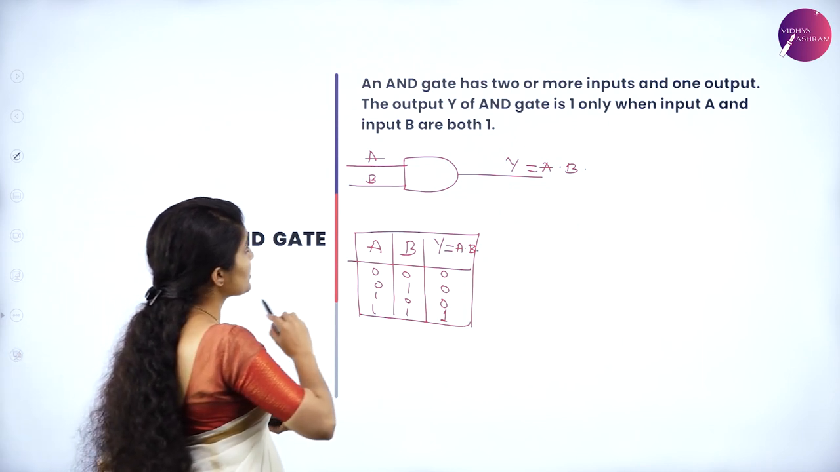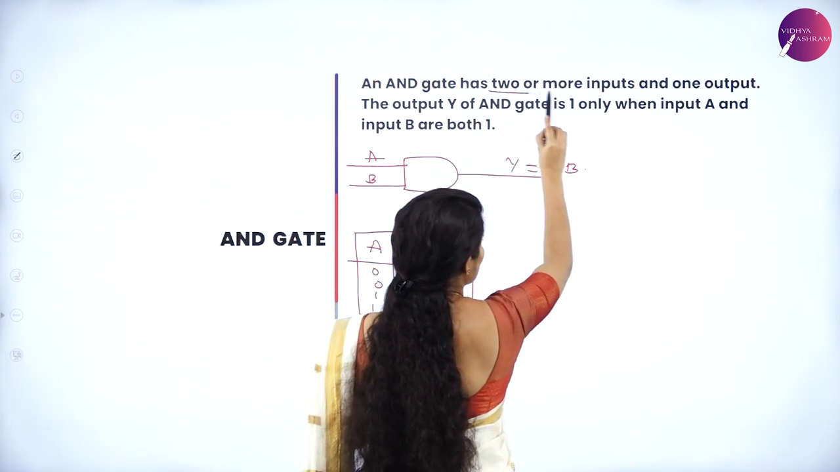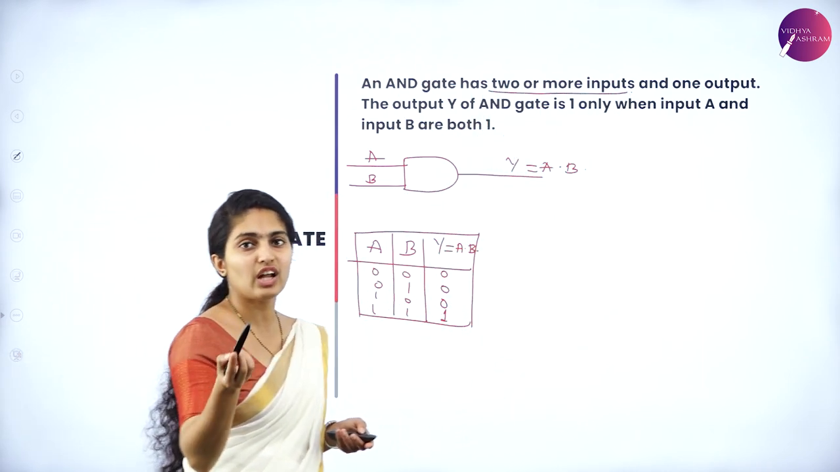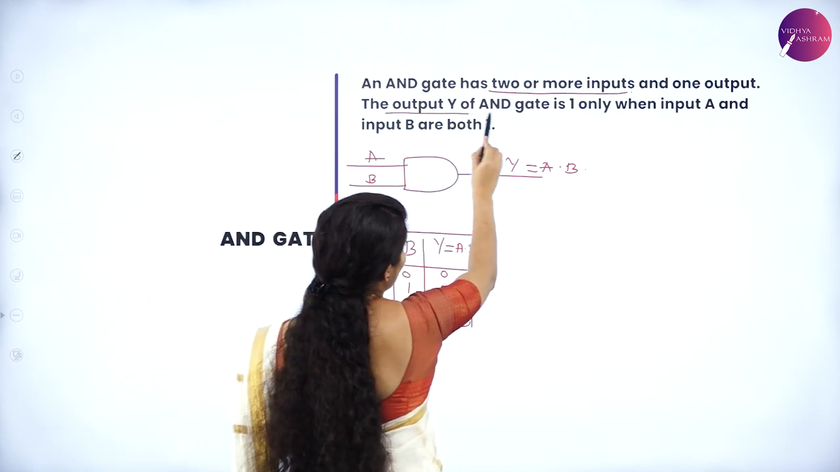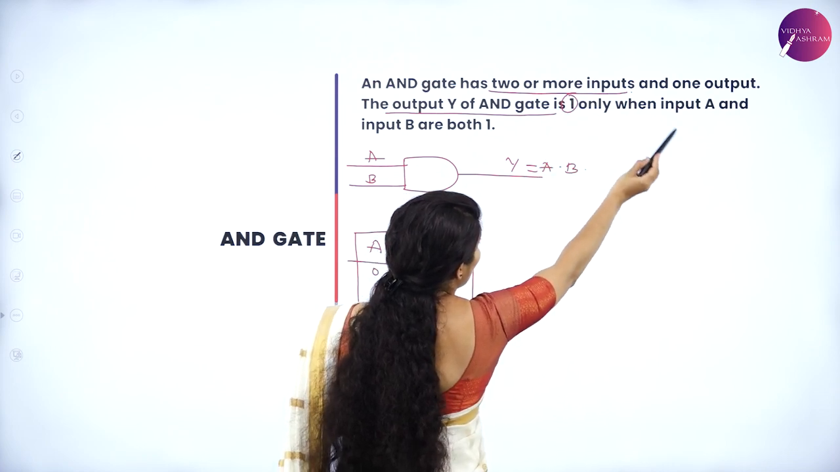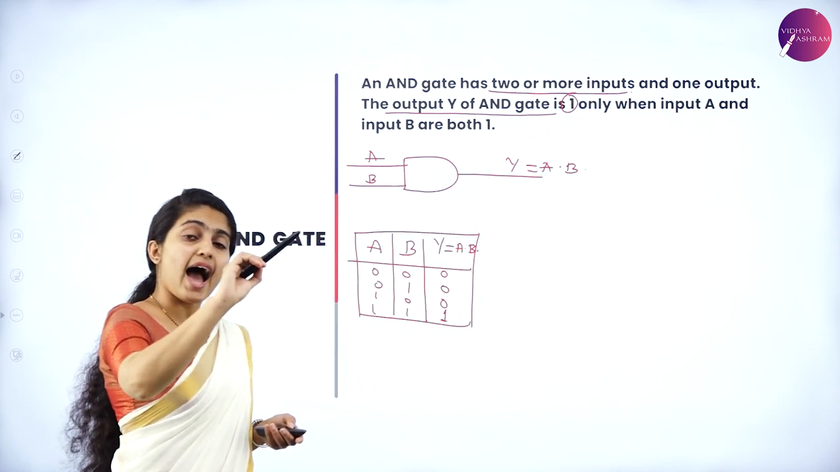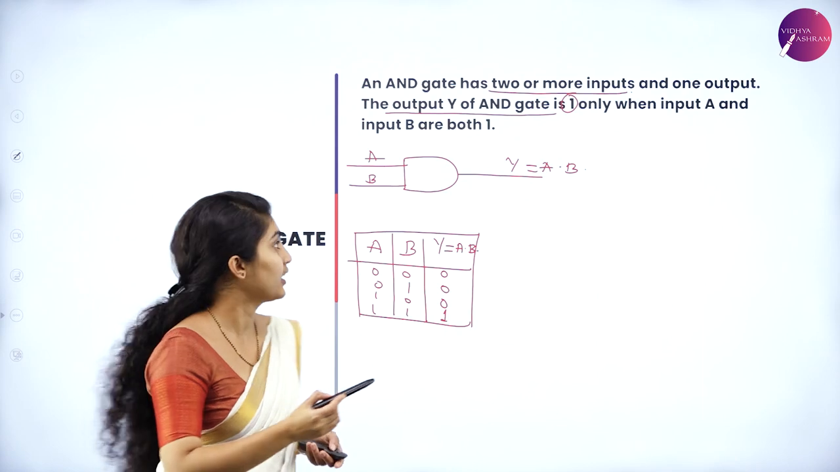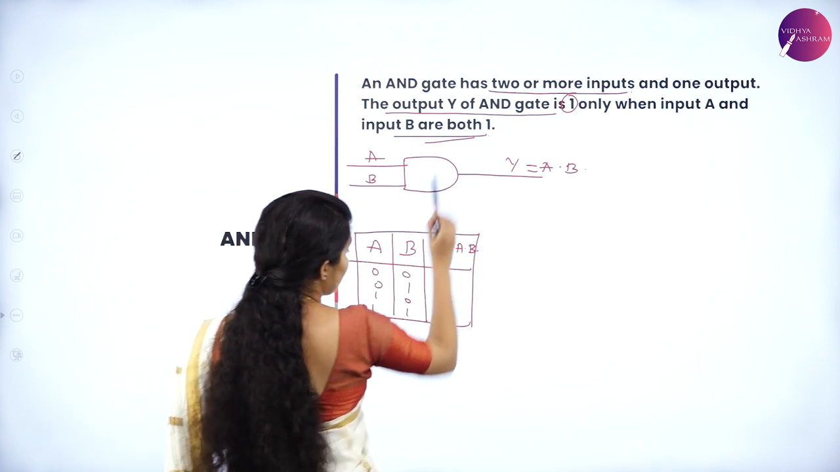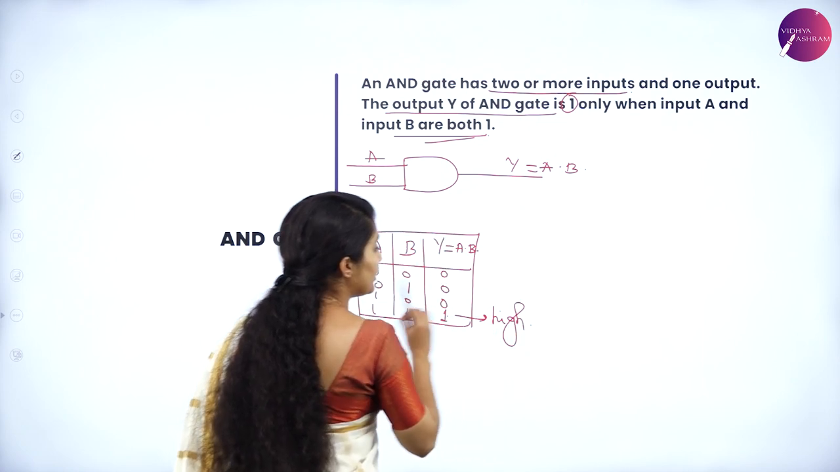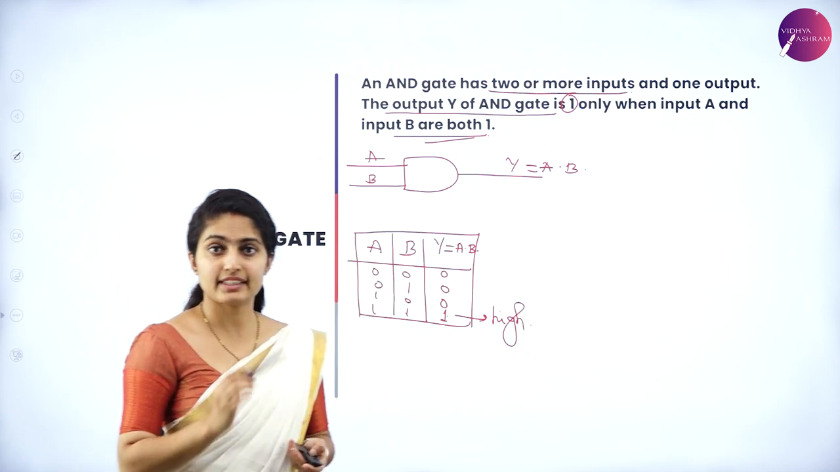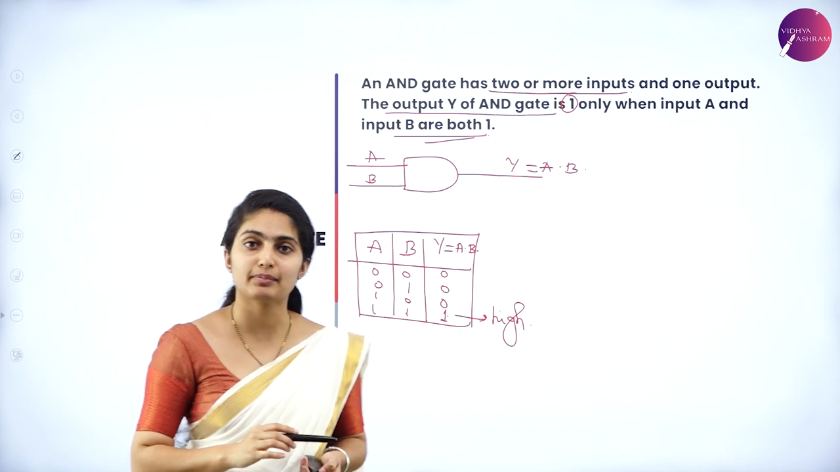Which means to say that the AND gate has two or more inputs, and one output. We know two inputs and one output. Output Y of an AND gate is 1 only when inputs A and B both are high. Okay, both are high. Only when both are 1 do we get a high value here, the rest are low values. That's all about your AND gate. These are very important in case of your MCQs.